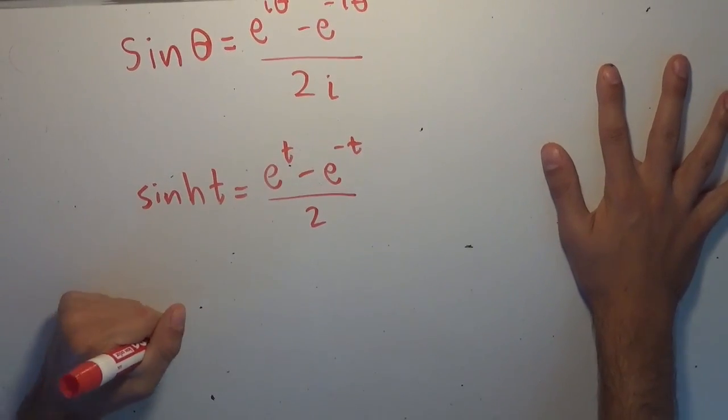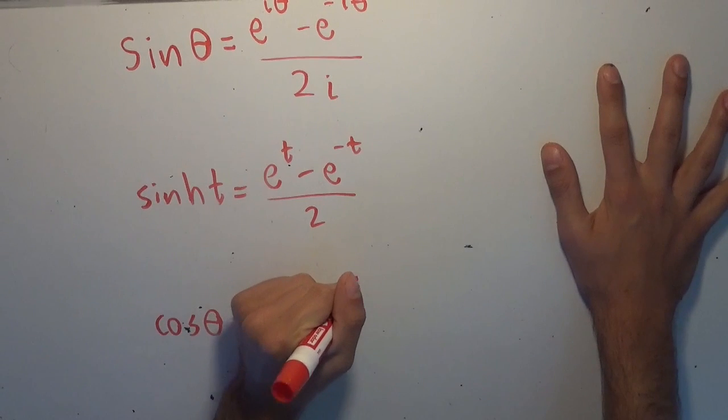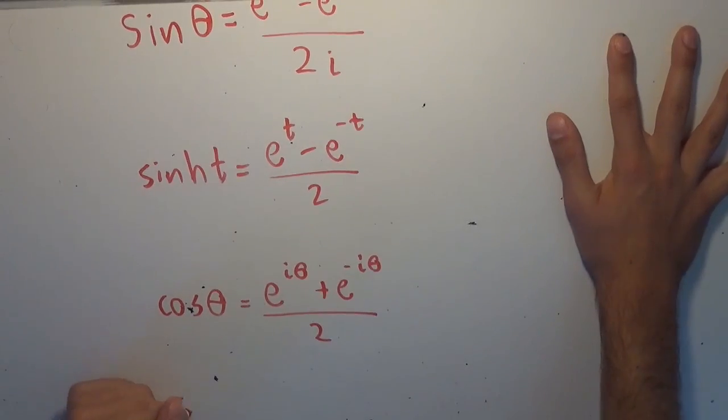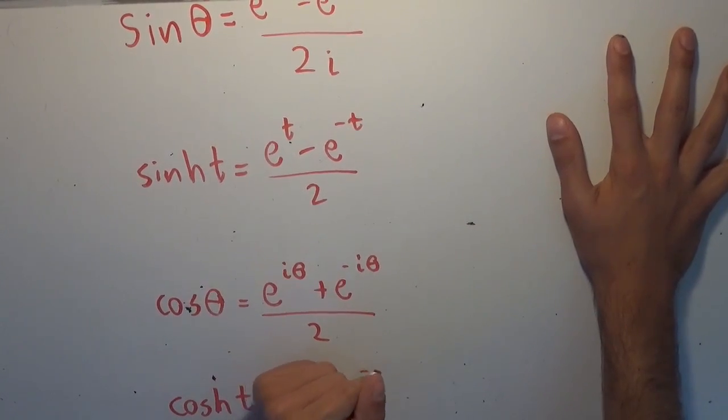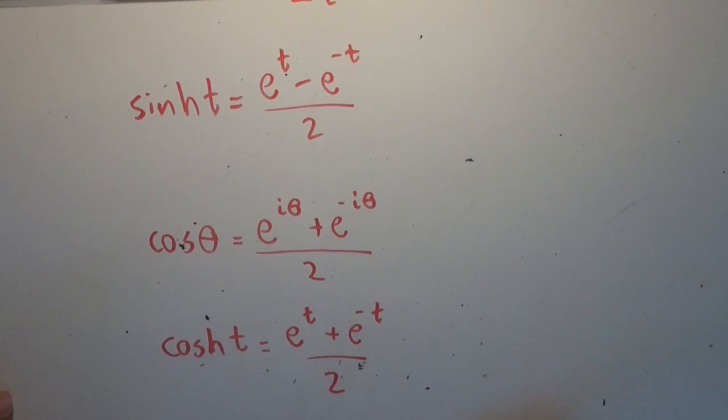The cosine of theta is equal to e to the i theta plus e to the negative i theta over 2. And the hyperbolic cosine function is simply e to the t plus e to the minus t over 2, right? So these should all be relatively familiar to you, right?